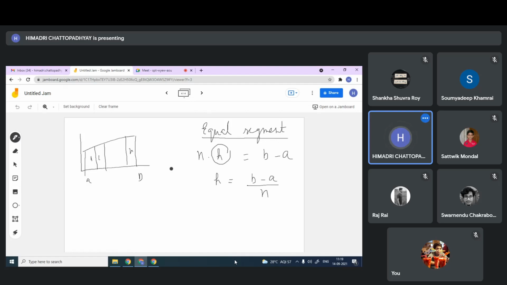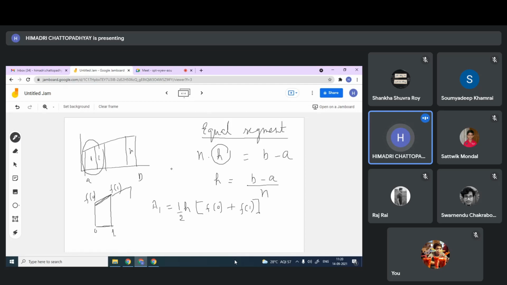As I am telling, we are taking the first segment. So 0th line, first line, this part is a trapezium. If I take this as linear, this is F0, this is F1. So area A1 is half of H into F0 plus F1.